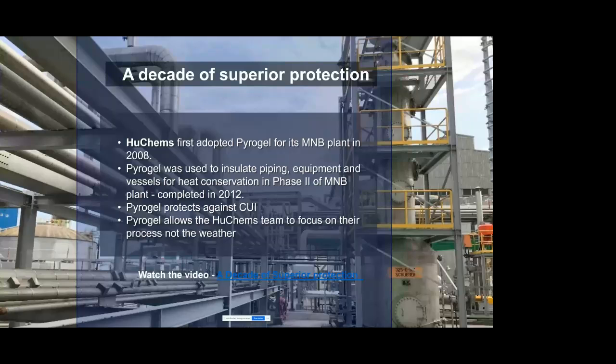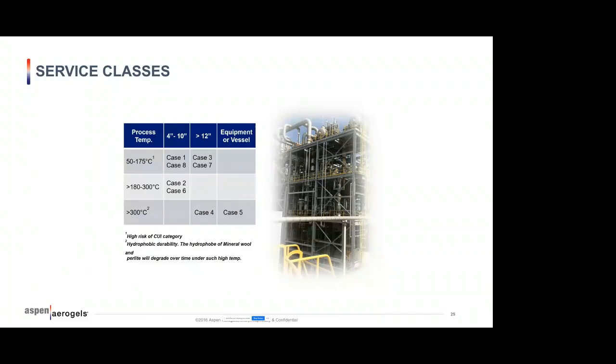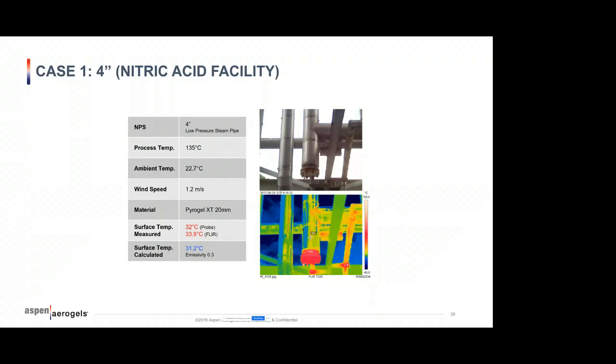Quickly going on to our case study, this was a case where we installed our products in 2008 at a site in Korea, and we revisited the site after 12 years. So what we found, and the cases are case 2 and 6, case 1 and 8 that we're going to look at, where the temperature range is right in the CUI range. And we visited this after 12 years, where it was the same product that had been removed and reapplied several times during inspections. And you can see the temperature range there.